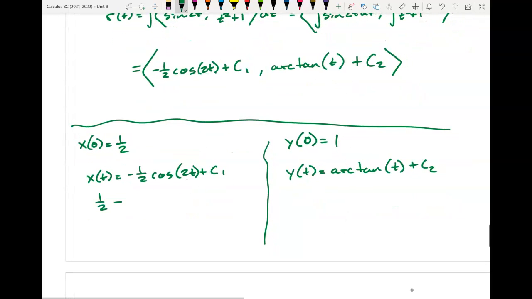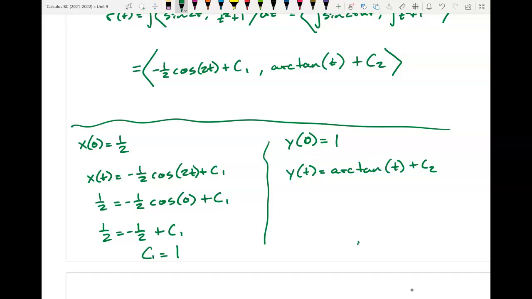So that'd be 1/2 equals negative 1/2 cosine of 0 plus c sub 1. What is cosine of 0? It is 1, right? So then that would just be 1/2 equals negative 1/2 plus c sub 1. So what's c sub 1? 1. All right, and then over here we do the same thing.